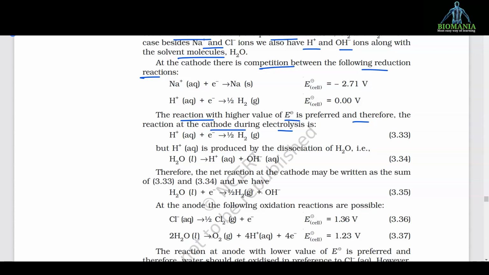So the higher one is preferable, but H+ ion is produced by the dissociation of H2O. H2O gives H+ plus OH−, and therefore the net reaction at the cathode may be written as the sum of both the above reactions, that is H2O plus electron gives half H2 plus OH−. And at the anode the following oxidation reactions are possible.